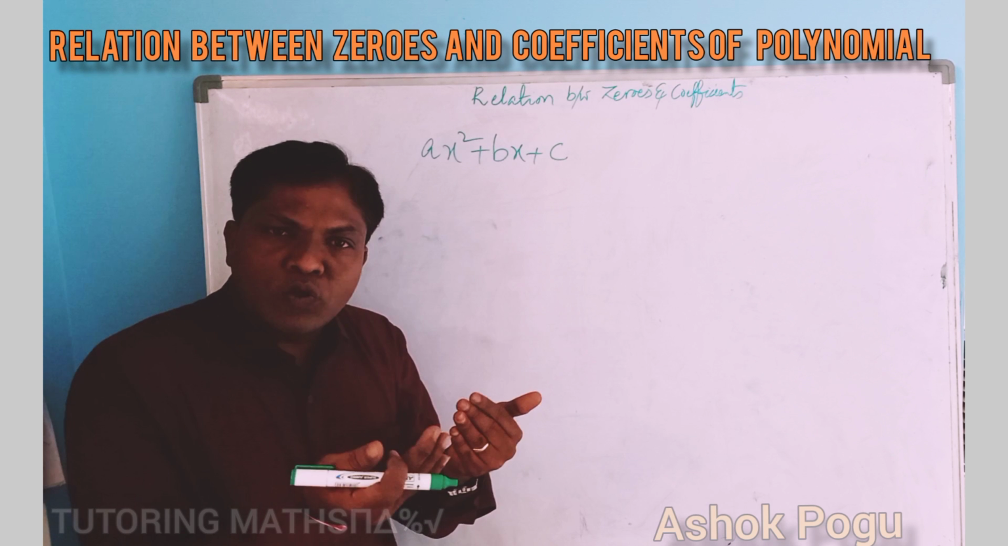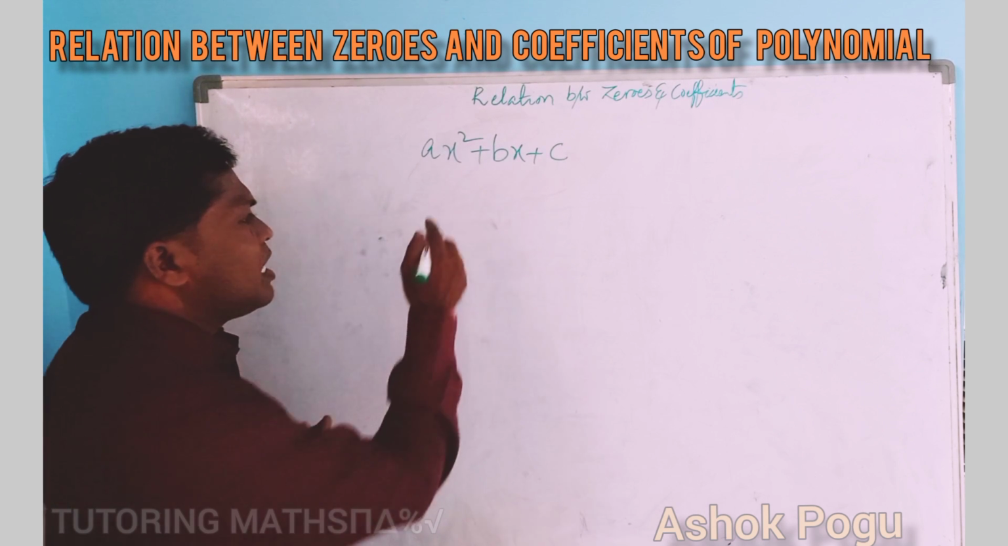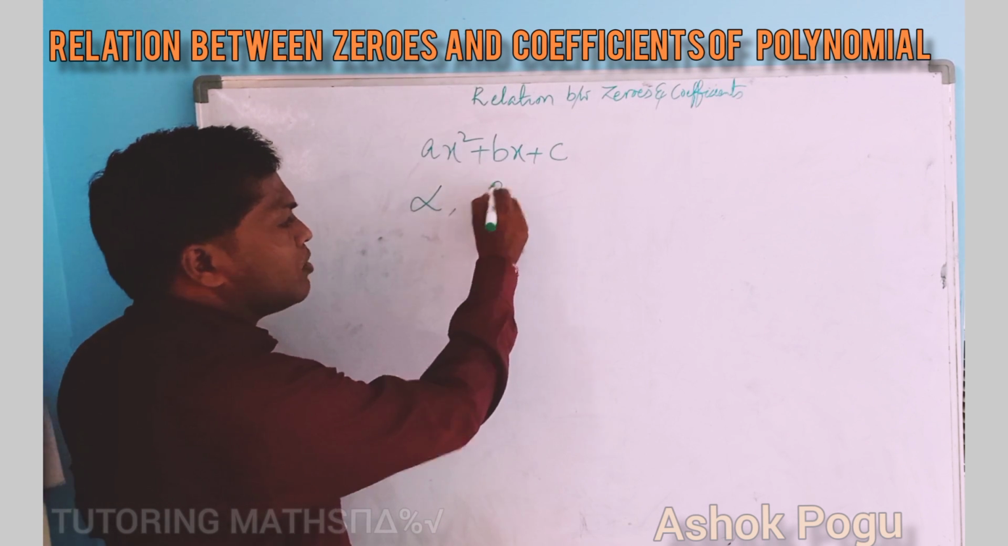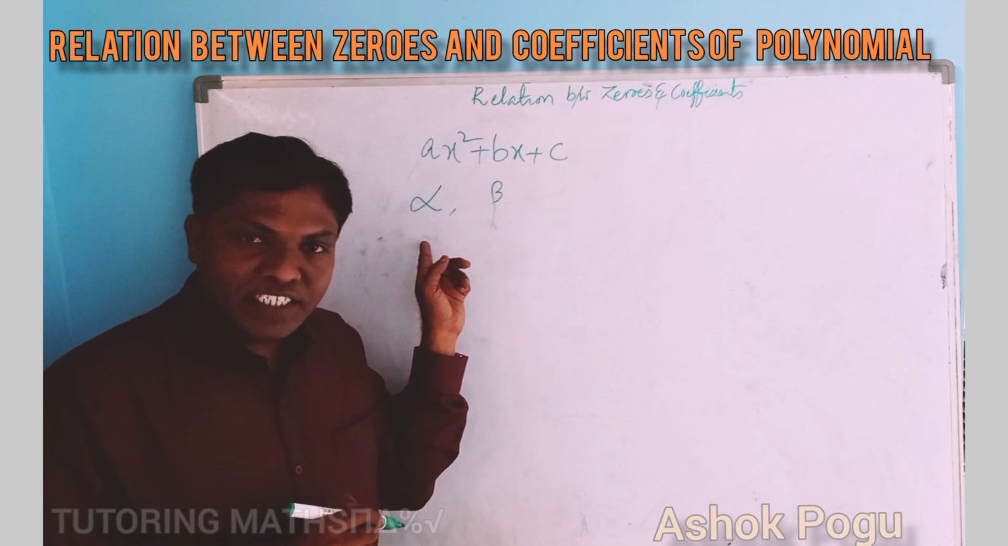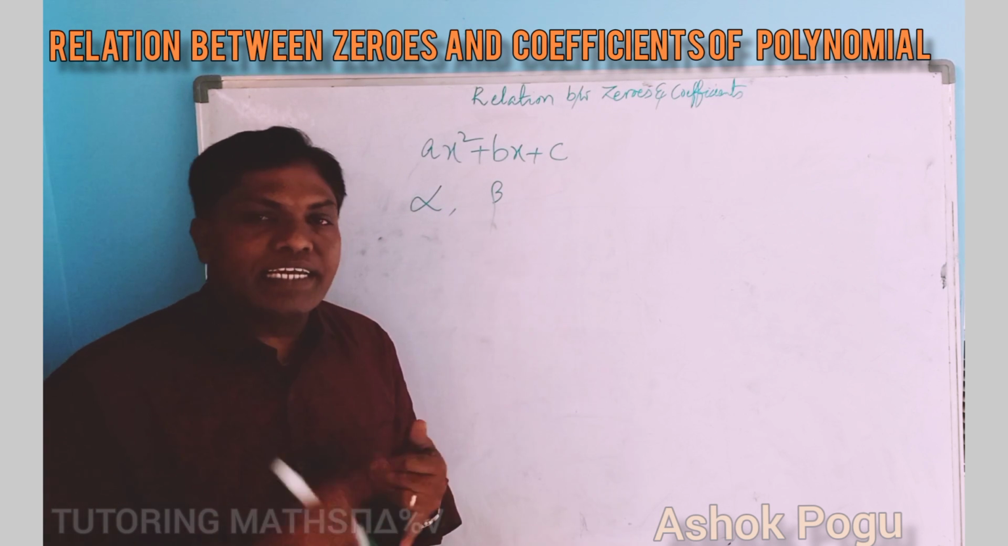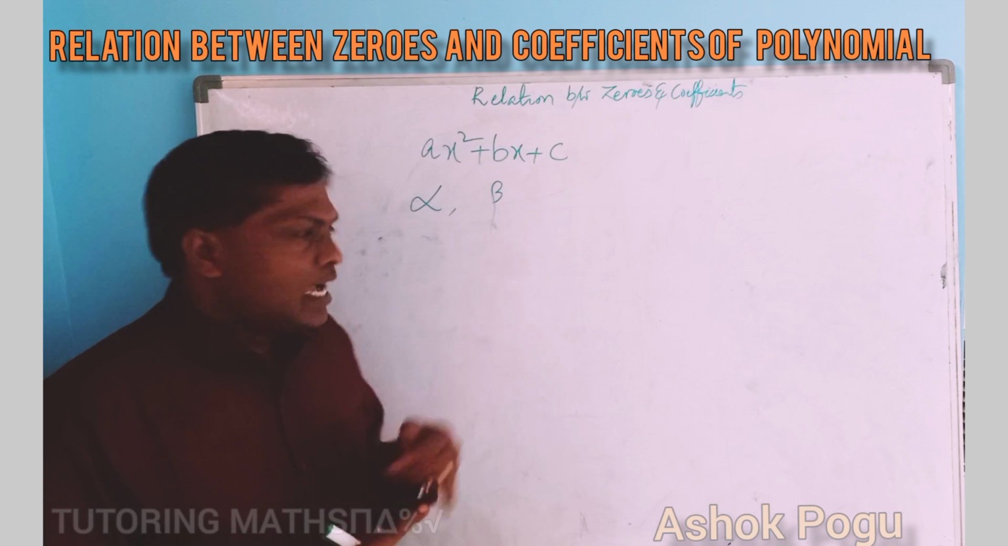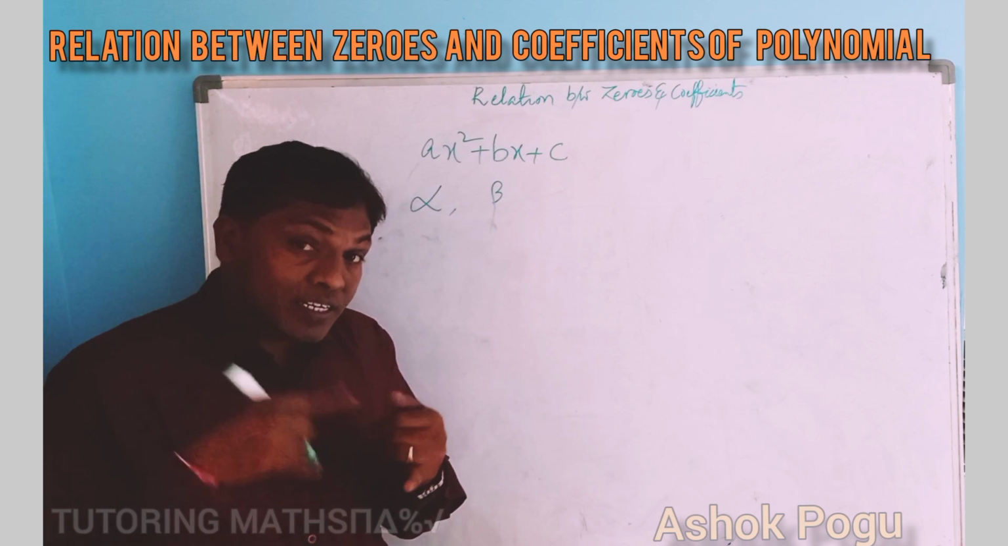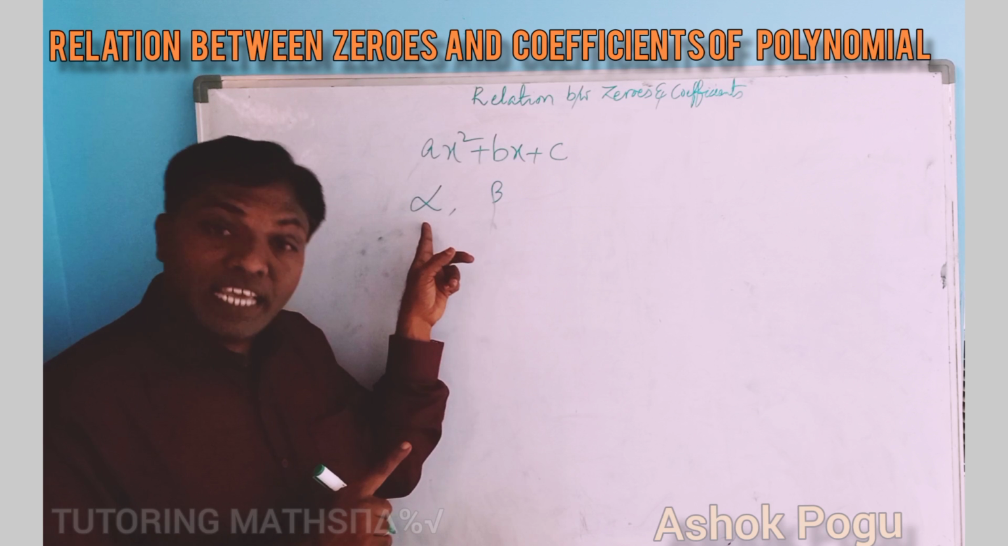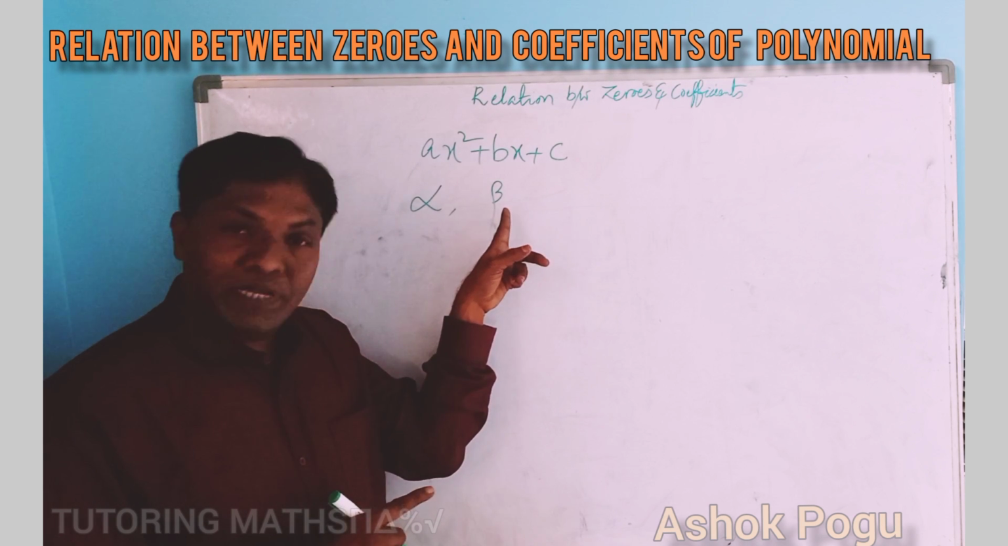So the two zeros can be taken as alpha and beta, which are Greek letters. They are derived from the Greek. And what are the two zeros? The first zero is say alpha and the second zero is say beta.